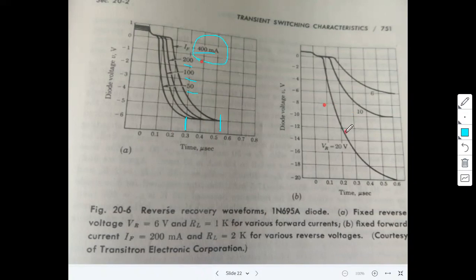Coming to this graph, this is also reverse recovery time. Here the current is fixed at 200 milliamperes, but with different voltages. Here the reverse voltage is 20, 10, and 6. But the reverse recovery time is still the same. That means reverse recovery time mainly depends upon the current signal, not upon the voltage. Okay, this is about the forward recovery time and reverse recovery time of diodes.